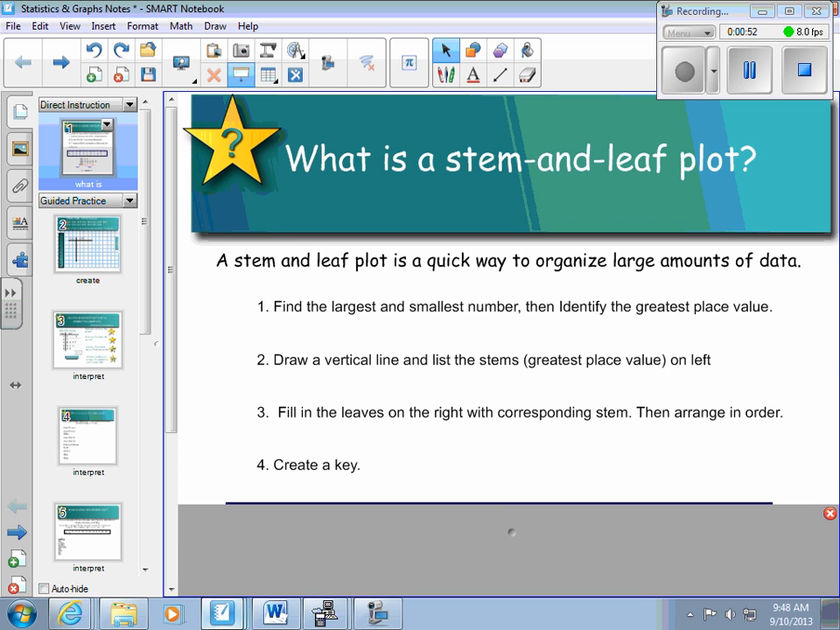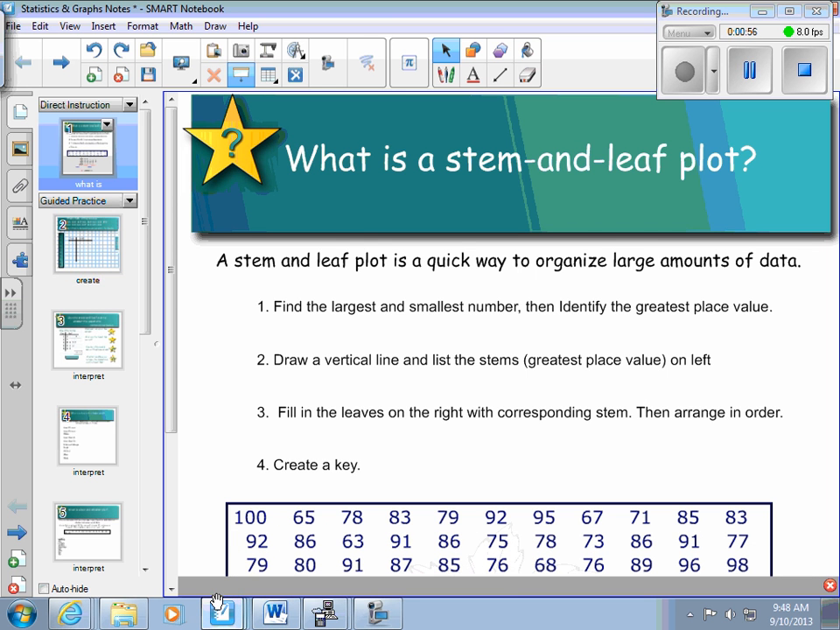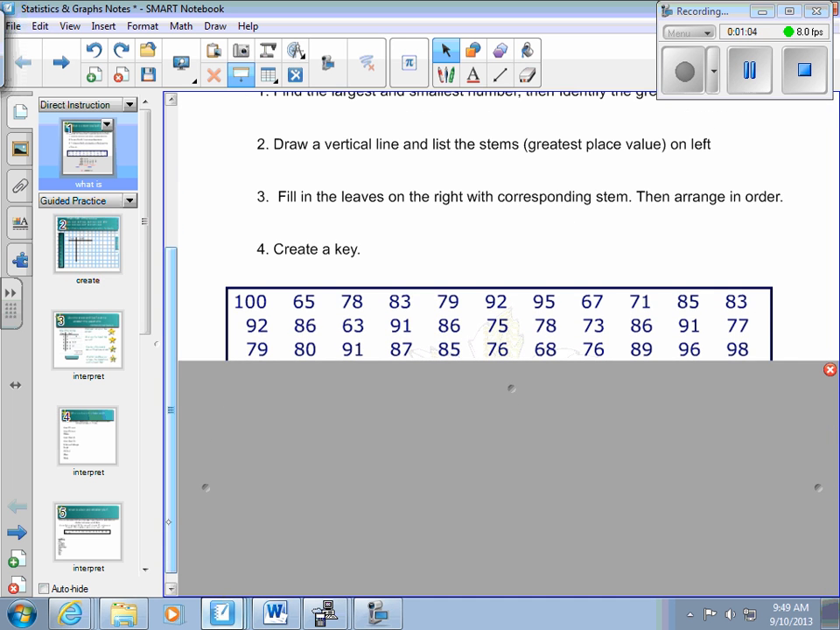Finally, create a key. And the key is just a way for whoever's looking at the stem and leaf plot to be able to identify what the stem and leaf mean. Let's look at an example here. This one's on your sheet.